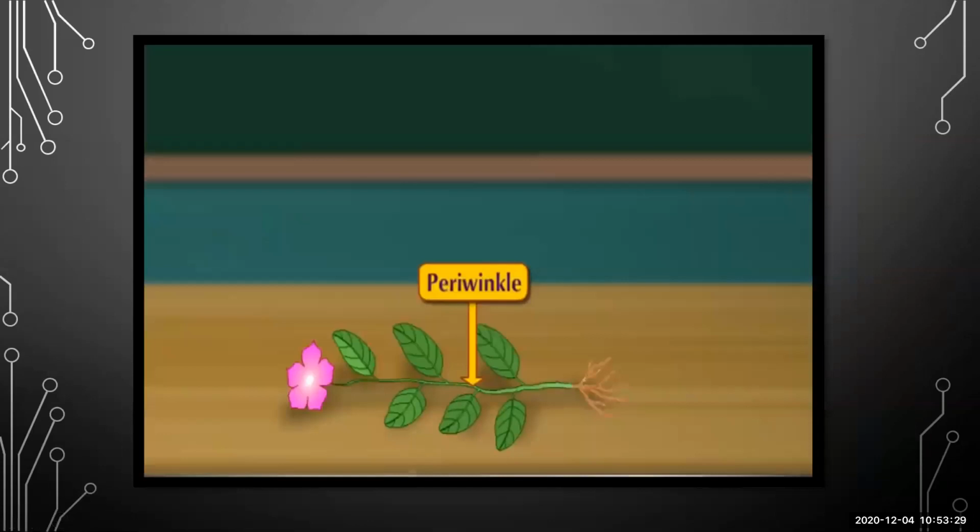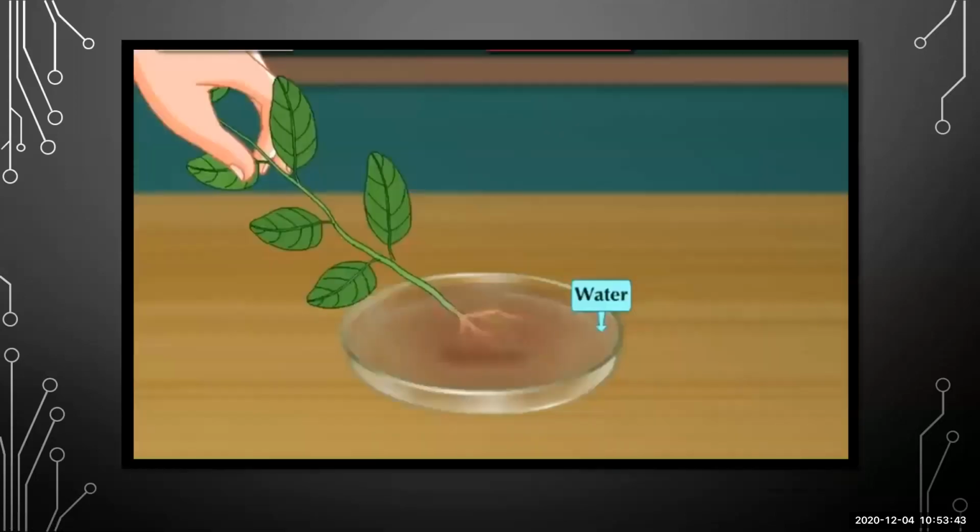Now we will see a small experiment on the transportation of water in plants with the help of this periwinkle plant. Here the periwinkle plant has been taken, and then it is washed and cleaned with the help of water.